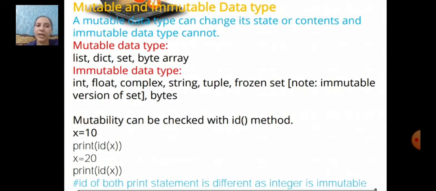Mutability can be checked with the id function. If we declare x equals 10, then print id of x. Then x equals 20, print id of x. If the IDs of both print statements are different, then the type, here integer, is immutable. See, we declared x equals 10 and x equals 20. By using the id function, we can find the memory location of a variable.